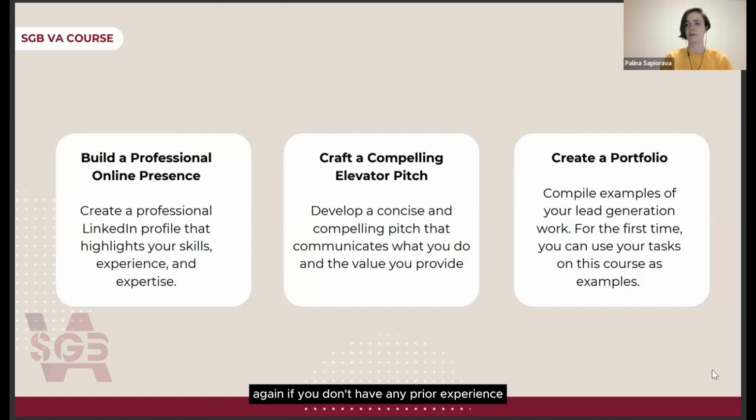Again, if you don't have any prior experience, you can use tasks that you have done during this course as an example. But later, when you have more experience, you can and you should put it in your portfolio as an example that you're a professional. Here are the tasks you have accomplished.